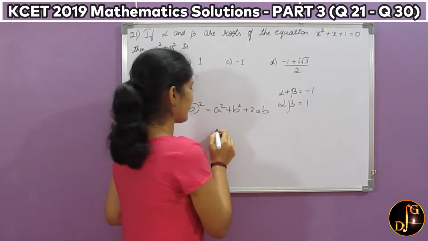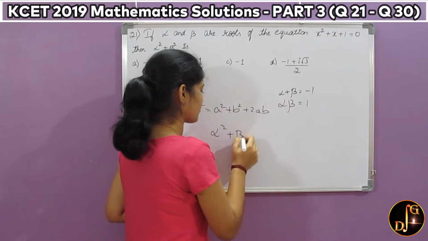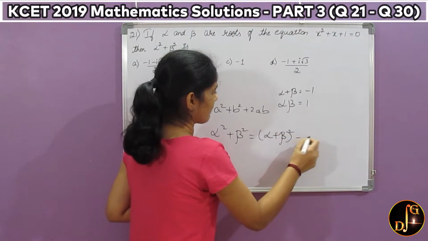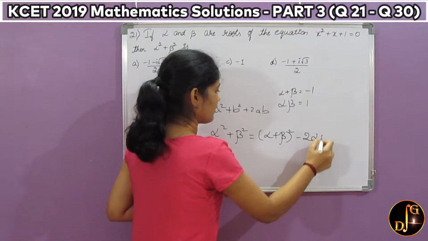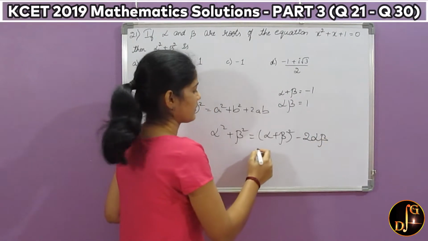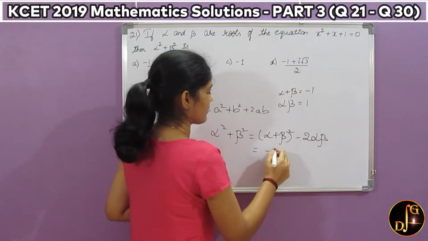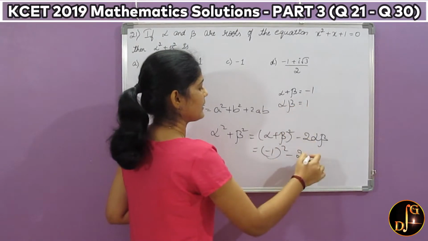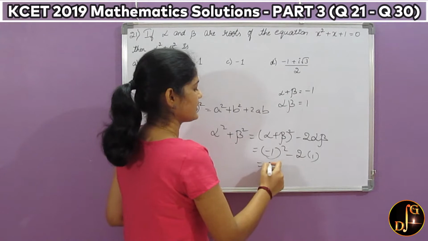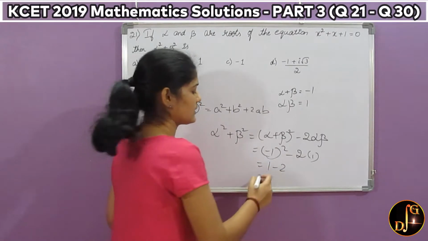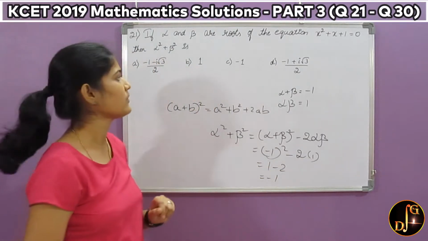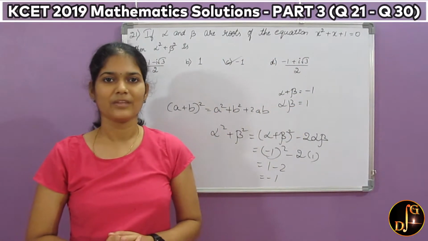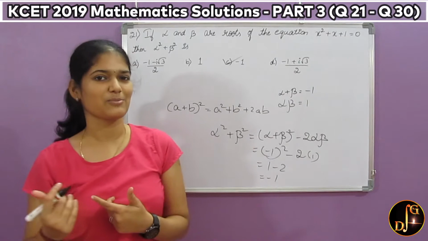Now let's find alpha square plus beta square. That is nothing but (alpha plus beta) whole square minus 2 alpha beta. Right? Alpha plus beta means minus 1. Minus 1 whole square minus 2 into alpha beta means 1. Right? This is 1 minus 2. What is the answer? Minus 1. So option C is the correct answer. Right? Now let's move on to the next problem.